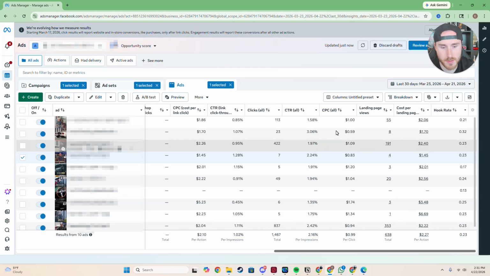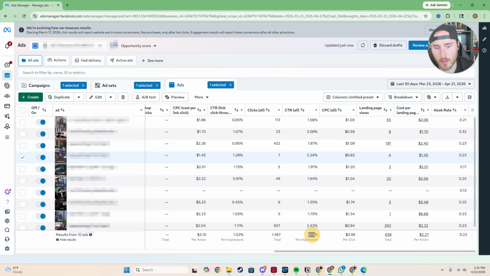Because look at the numbers here too, guys. 2.16% CTR, just under $1 cost per click. You're going to also see here like 2% CTR is just the average for Meta itself, right? 2% CTR is just like generally a decent number. $1 cost per click is fine. Like these aren't insane-o numbers, right?